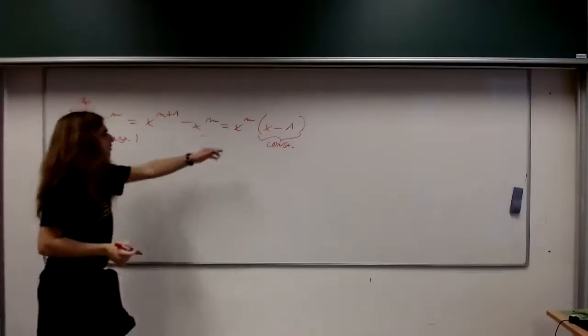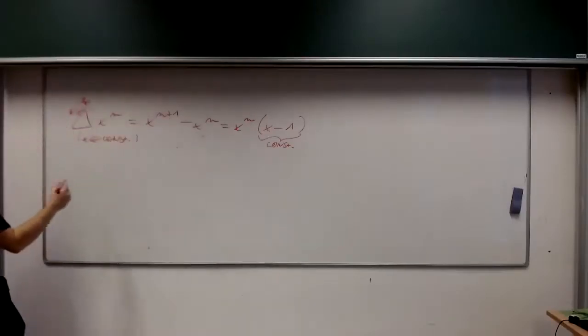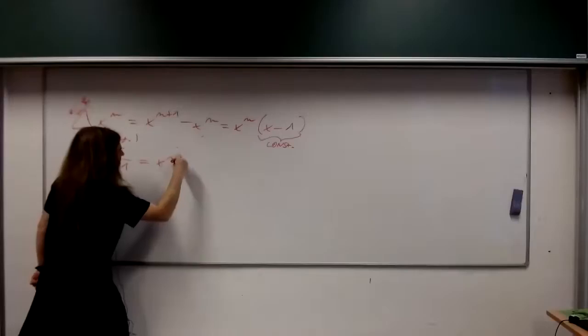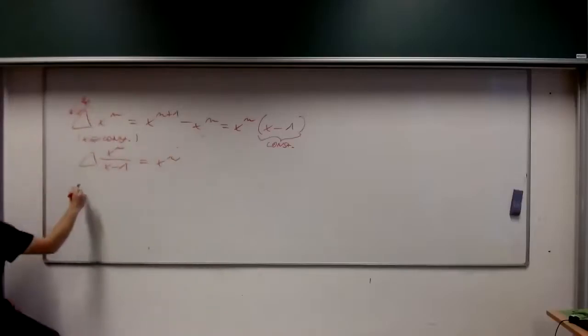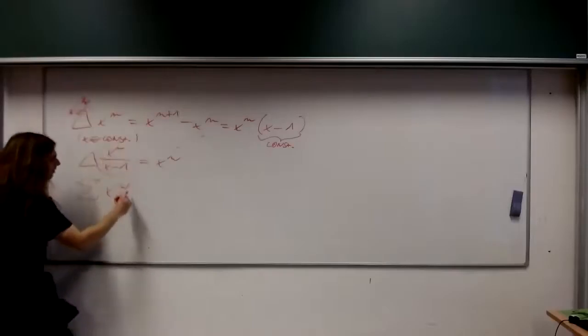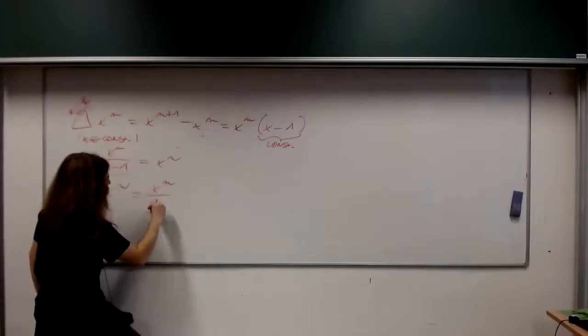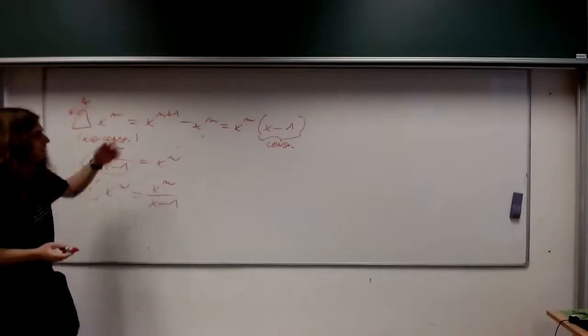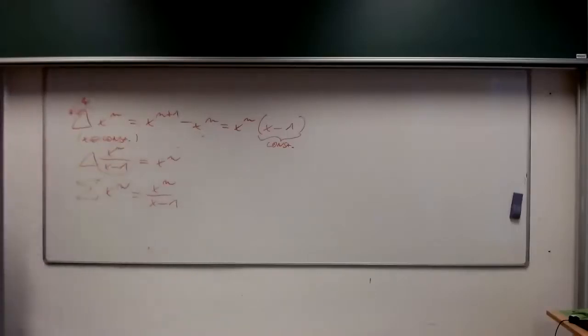So if we send it to the other side, we get that the difference of x to the nth over x minus 1 is just x to the nth. So we get that the sum of x to the nth is just this thing, x to the nth over x minus 1. So in this way, it's just like before. We did some very, very simple things, and we get the formula for the geometrical series.